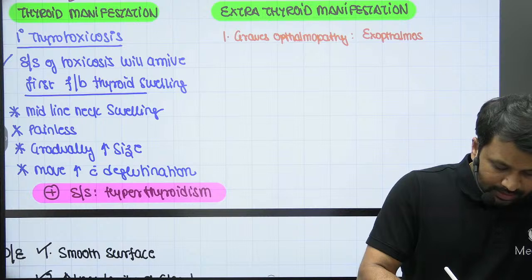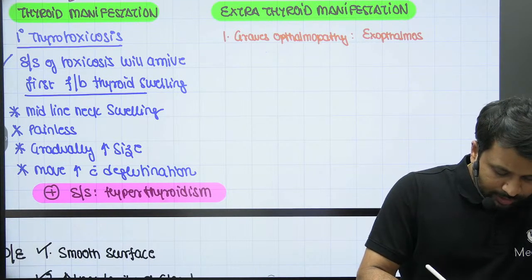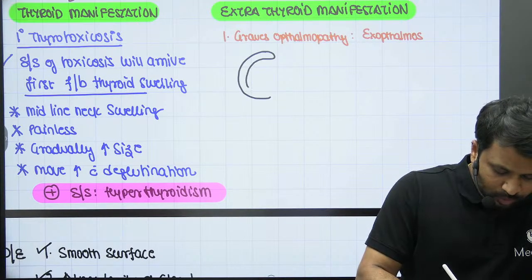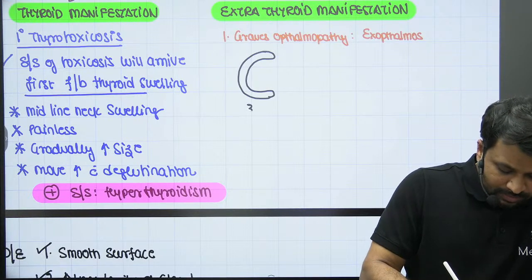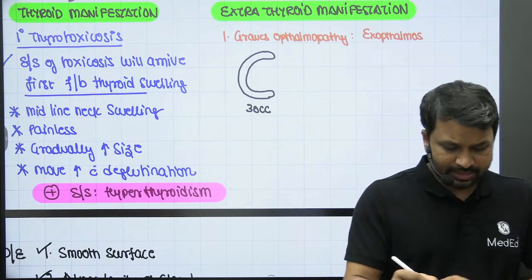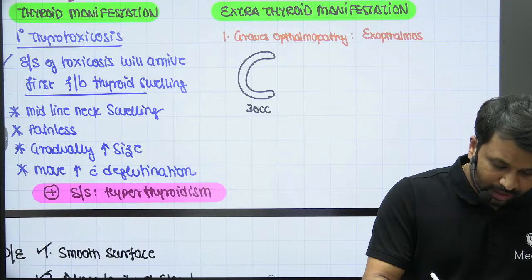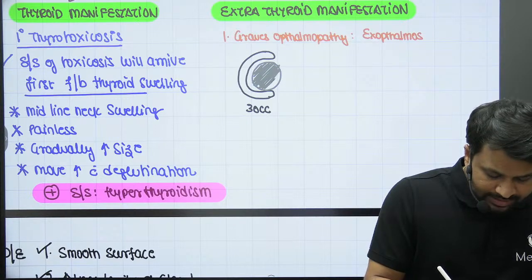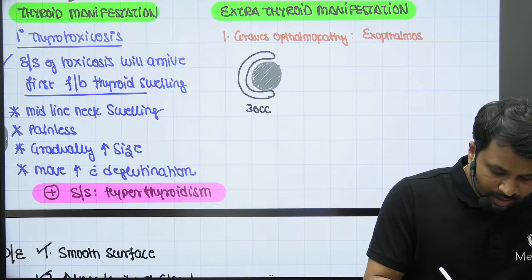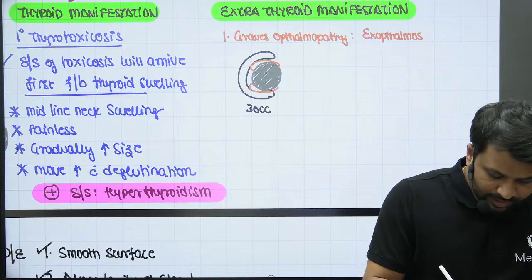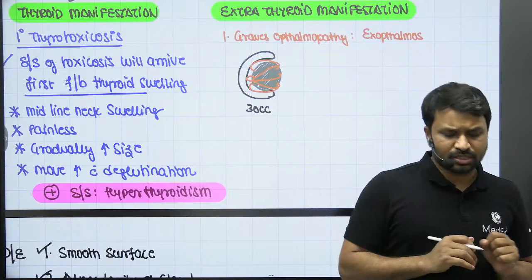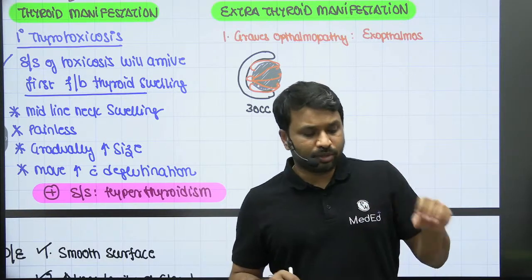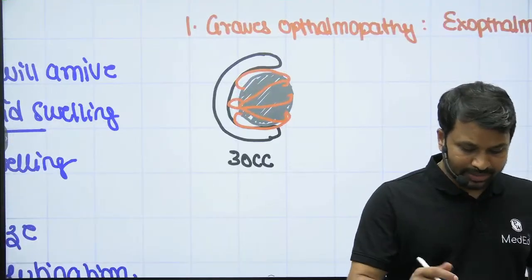Now you take this as the representation of the orbit of the eye. The orbit of the eye is a bony cavity, right? The maximum capacity of the orbit of the eye is only 30 cc. Within this orbit, you will notice that the eyeball is placed. This eyeball is anchored by different muscles. You have the superior rectus, the inferior rectus, the medial rectus, the superior oblique as well as the inferior oblique. There are a lot of ocular muscles present here.